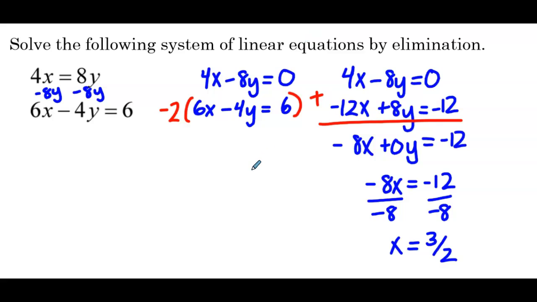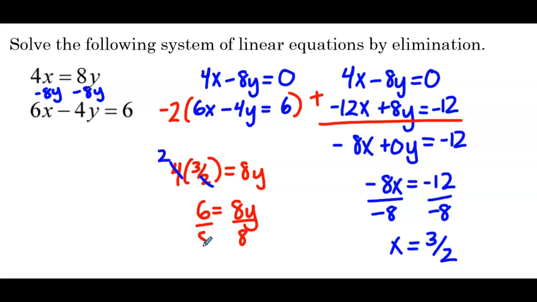Now we have to solve for the y-coordinate. So let's substitute into the first equation. I think it's just simpler. So 4 times 3/2 equals 8y. So we're going to get, so let's see, 4 divided by 2, so that's 2. So on the left side, we have 2 times 3, which is 6, equals 8y. Divide both sides by 8. 6 and 8 can both be divided by 2, so we have 3/4 equals y.